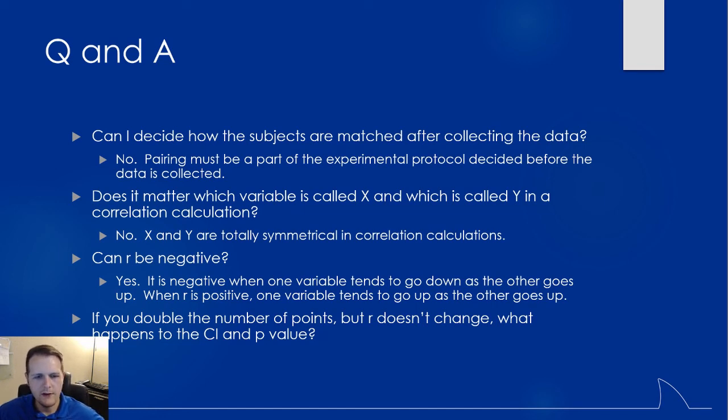Now, what if I double the number of points, but R doesn't change? What happens to my confidence interval and the p-value? Typically, they're going to get more narrow, because as you get a bigger sample size and the R doesn't change, you're going to get a much narrower CI because you're getting closer to that population total.